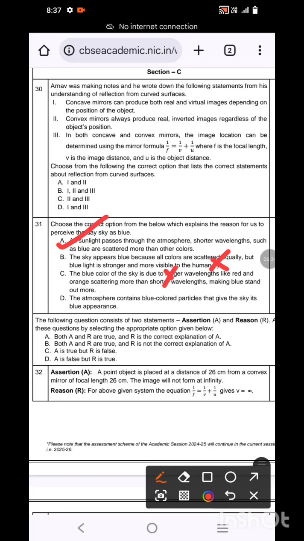No, this is also not correct, because the blue color of the sky is not due to the larger wavelengths like red and orange scattering more. Red and orange wavelengths are longer, and longer wavelength means scattering is less. But blue color wavelength is shorter, so scattering is more. And the atmosphere contains blue colored particles, this is also a wrong option. So for question 31, option number 1. So question 30 is option D, question 31 is option 1. Now let's discuss question number 32.